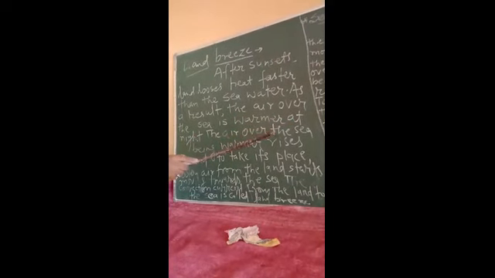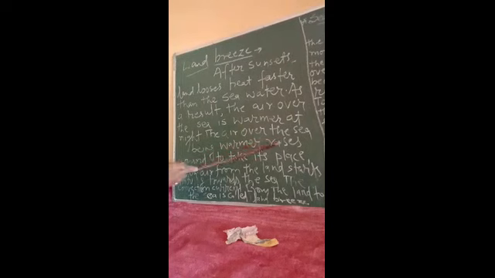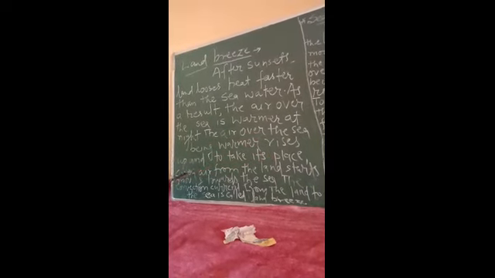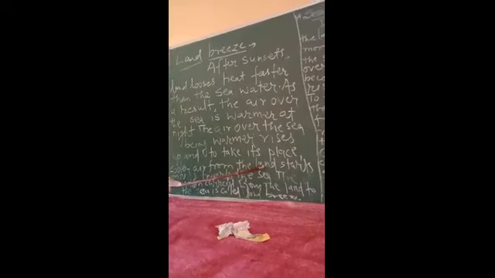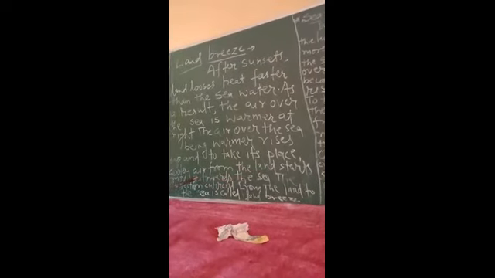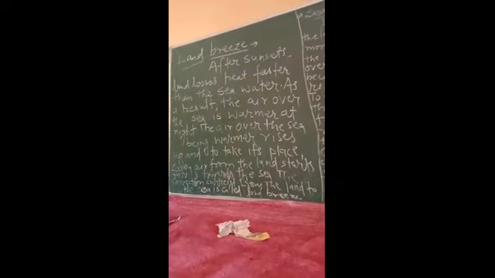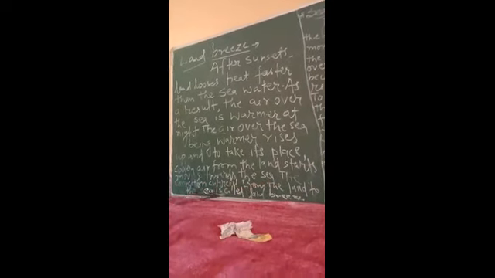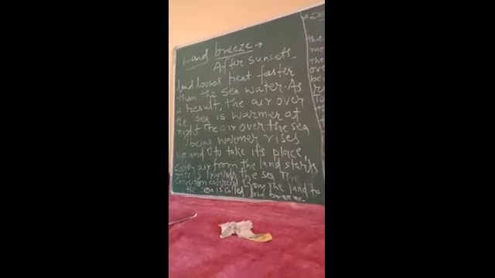The air over the sea being warmer rises up and to take its place, what? Cooler air from the land starts moving towards the sea. The convection current from the land to the sea is called land breeze.